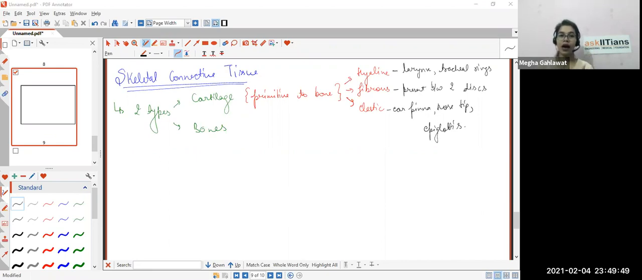And then we have one more important thing. The cartilage is made up of cells which are called chondrocytes. So the cells which make up the cartilage are called chondrocytes.